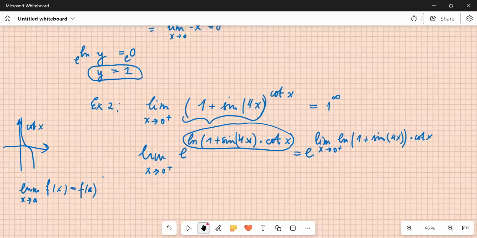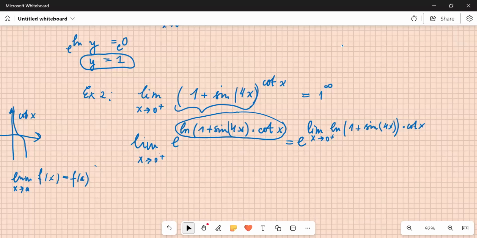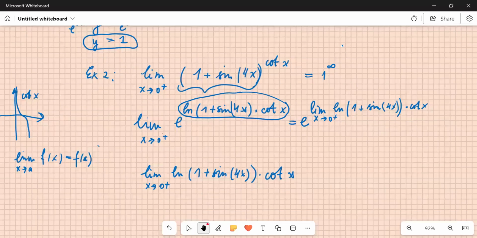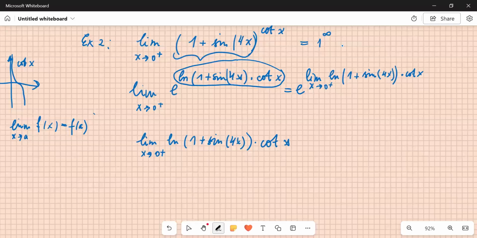Now we're going to concentrate on this expression and see if L'Hopital's rule is going to work. I'm going to copy the limit now: limit of ln of 1 plus sine of 4x multiplied by cotangent of x, as x approaches 0 plus. So what do we have? Well, we are going to have 0 here, so 1 plus 0 is 1, and ln of 1 is equal to 0. So we do have 0. And what happens to cotangent? Cotangent at 0 we already know equals infinity.